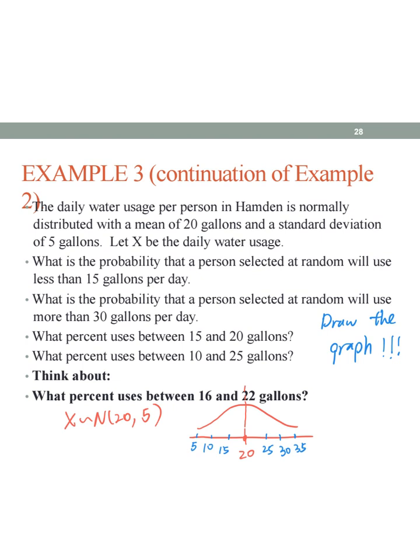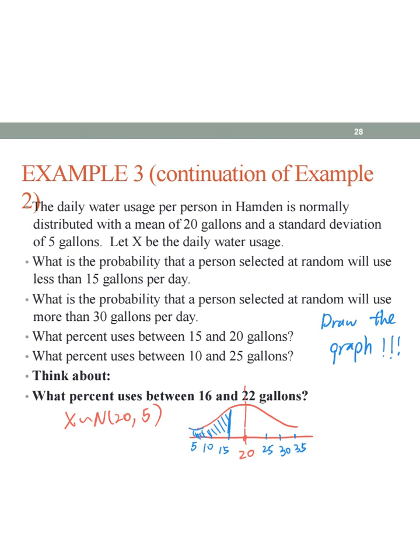Now I can go over the questions one by one. What is the probability that a person selected at random will use less than 15 gallons per day? So this is 15 gallons. Less than 15 gallons, so I'm looking for the area of this part.